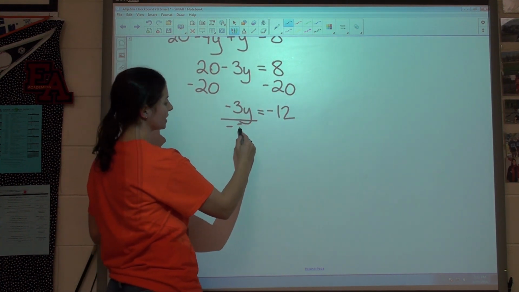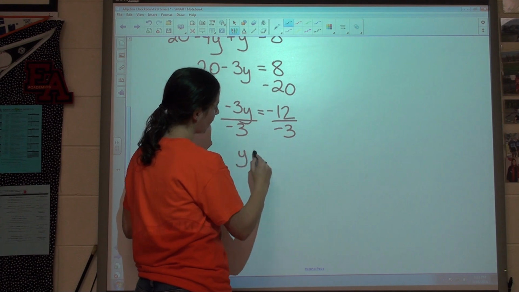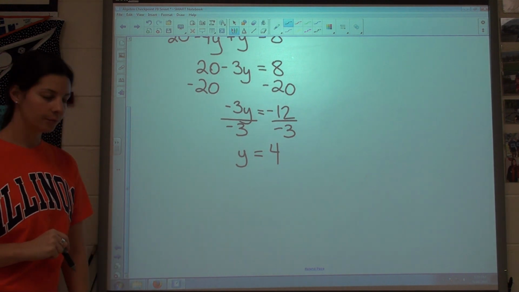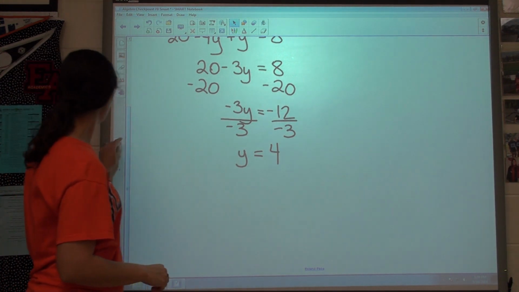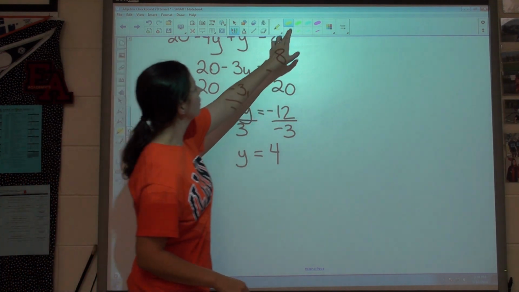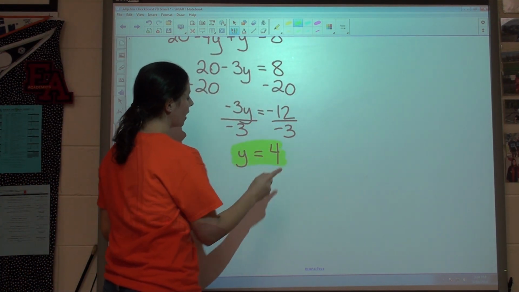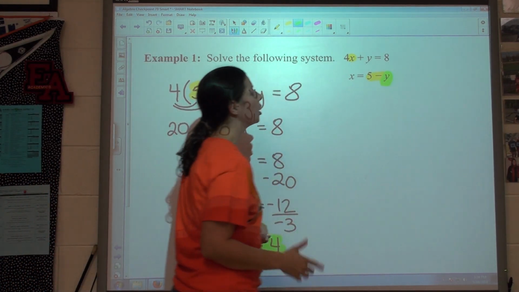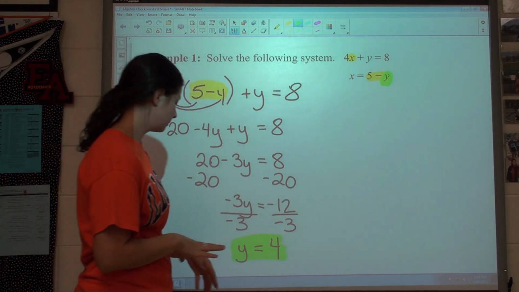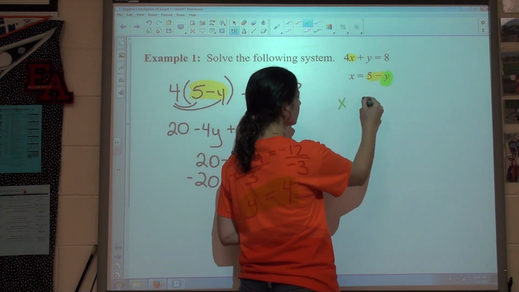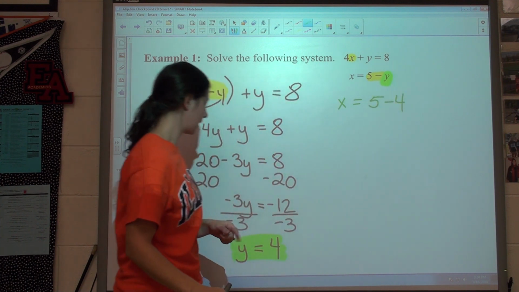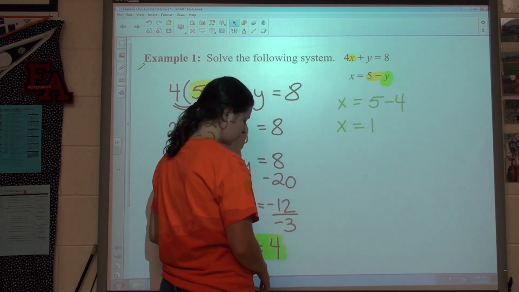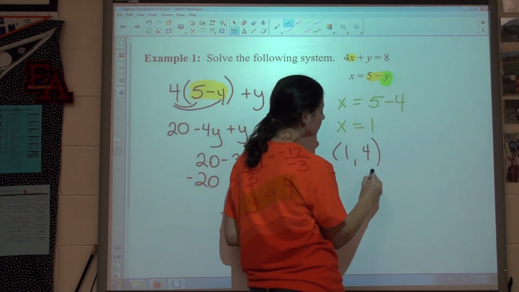So I'm going to divide both sides by negative 3. So I get y equals positive 4. Remember, a negative divided by a negative is a positive. However, you're not done yet, as you need to take y equals 4 and substitute it back in to your original equation. We need to do this so we can find the x variable. So I have x equals 5 minus 4, since my y value is 4. 5 minus 4 is 1. So we think our answer is 1, 4.